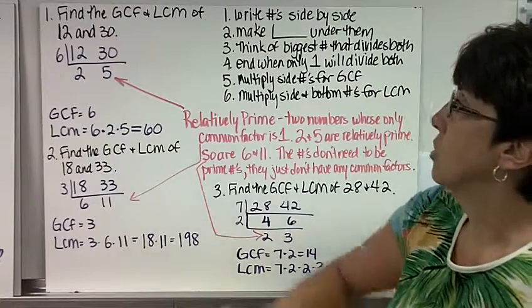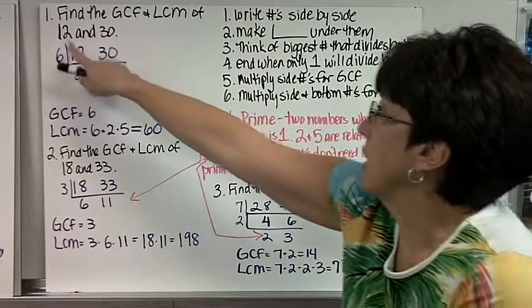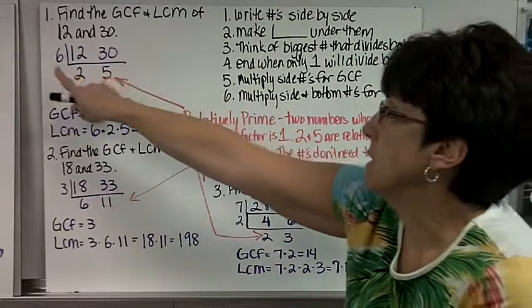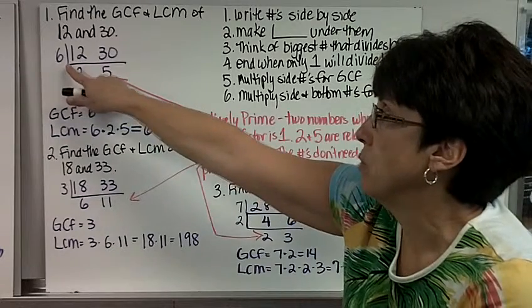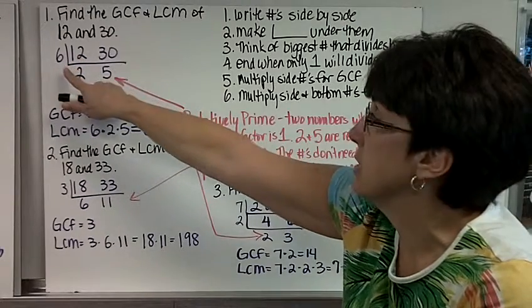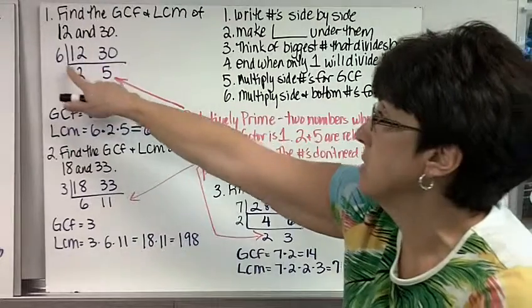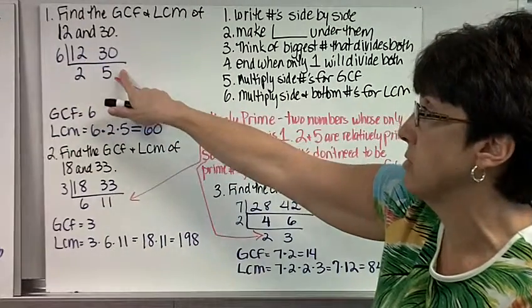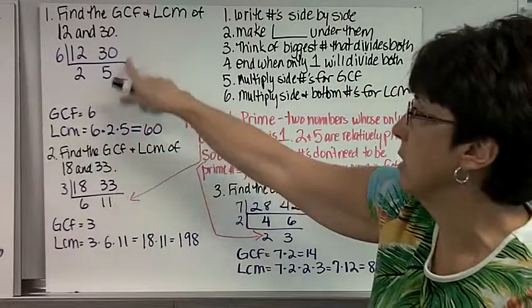All right, so I write down my 12 and 30 side by side. I make my L. What's the biggest number that goes into 12 and 30 that I can think of? 6. 6 goes into 12 twice. 6 goes into 30 5 times. We'll talk about this pink arrow in a few minutes.